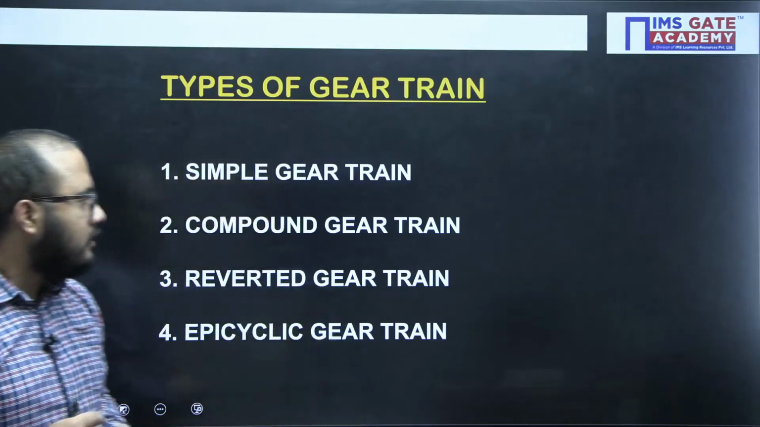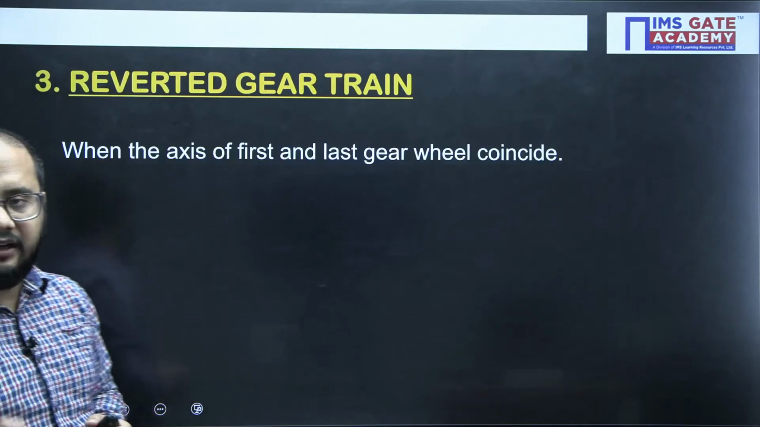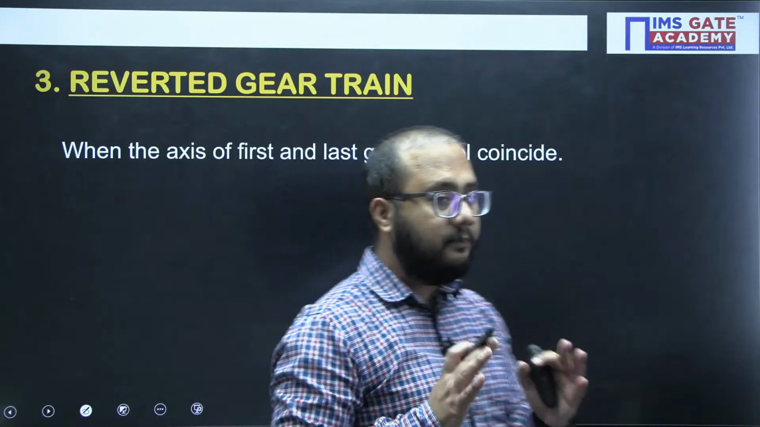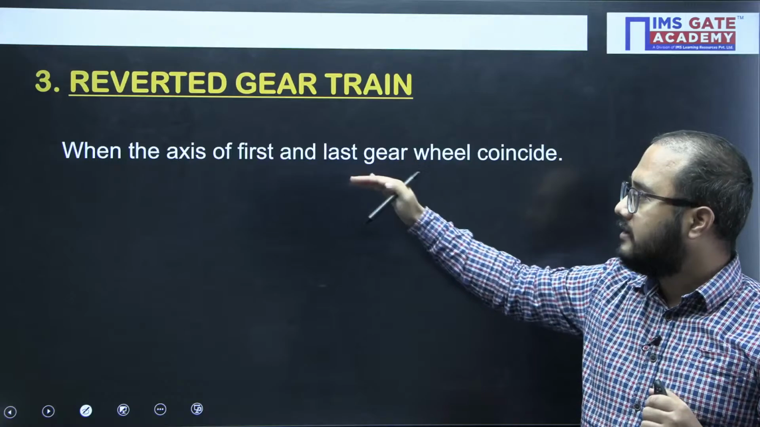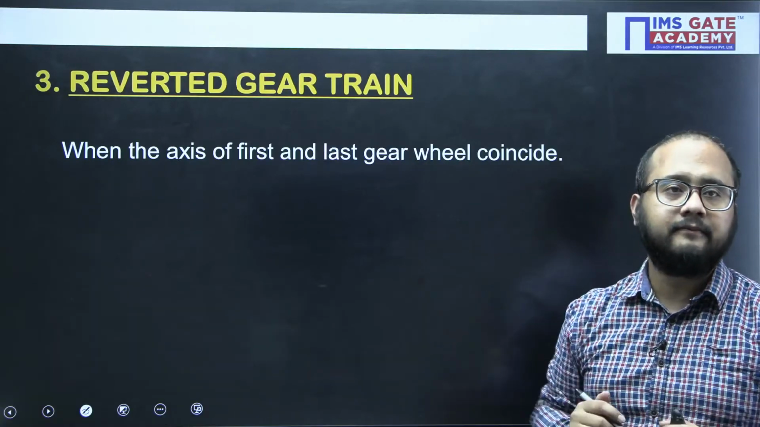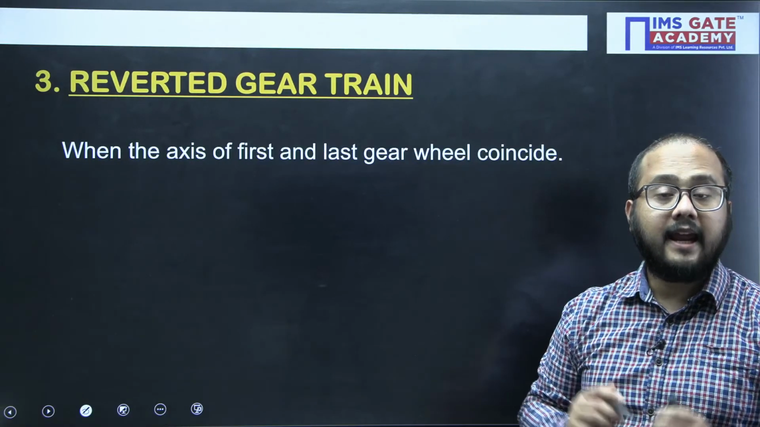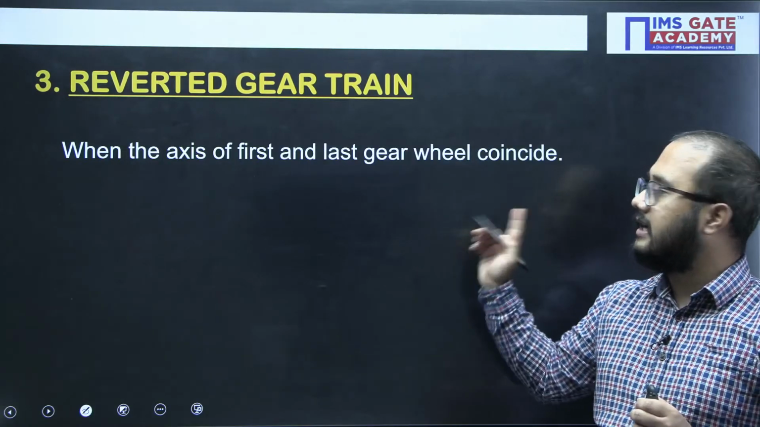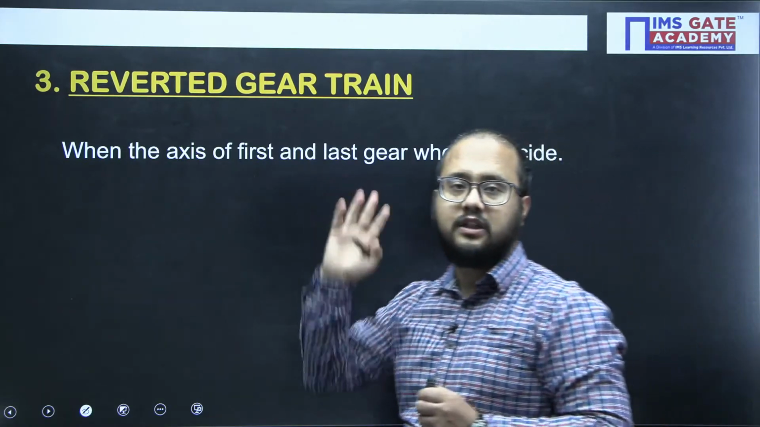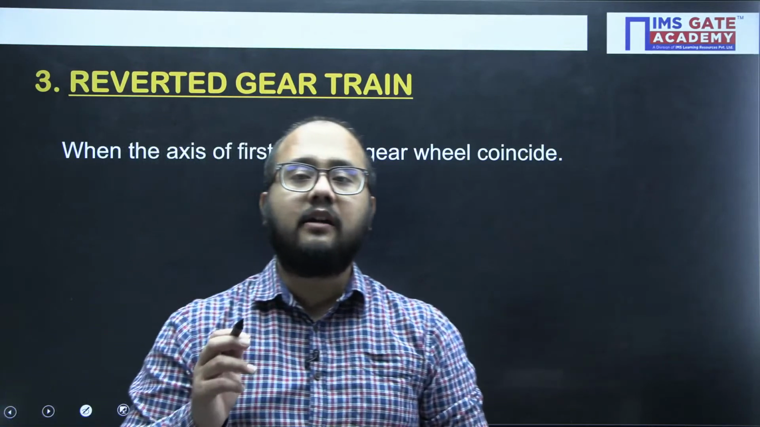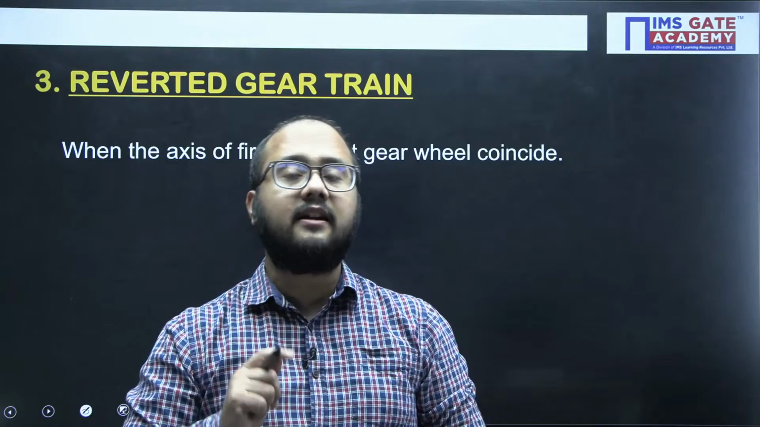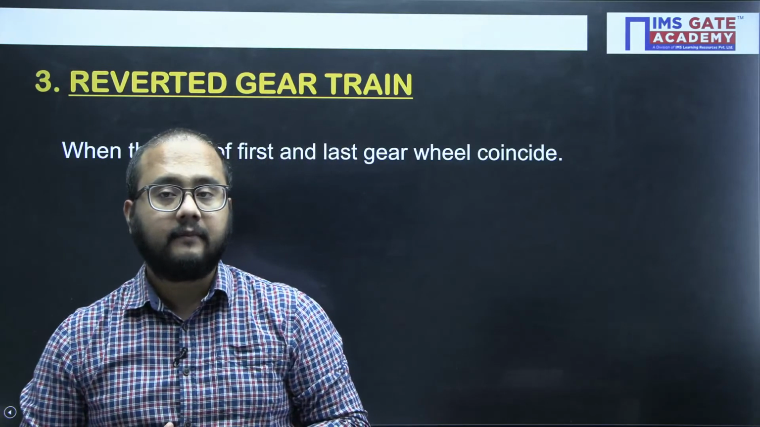Now, we'll start with the reverted gear train, guys. If you look at it, the important point in the reverted gear train is that the axis of the first and the last gear will coincide. Axis of the first and the last gear will coincide. Just try to visualize what kind of gear train it will be when the first and the last gear axes are coinciding, right?